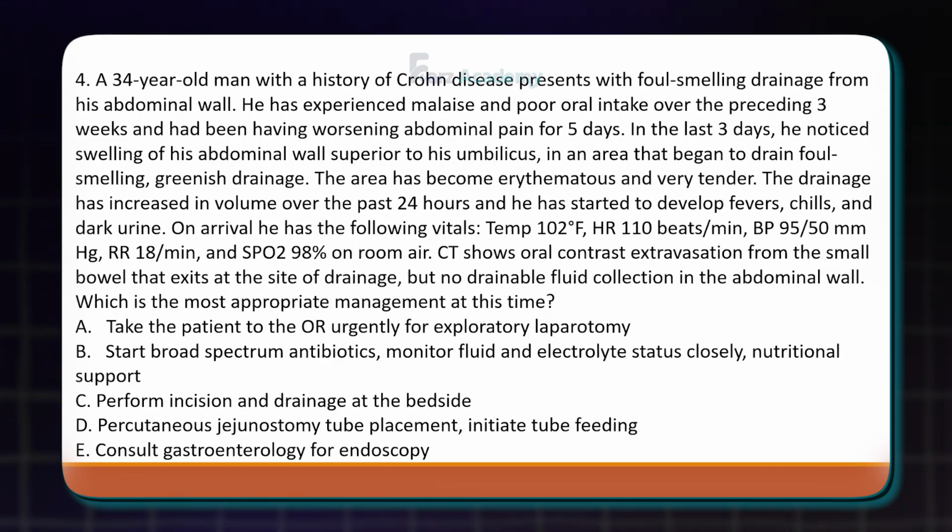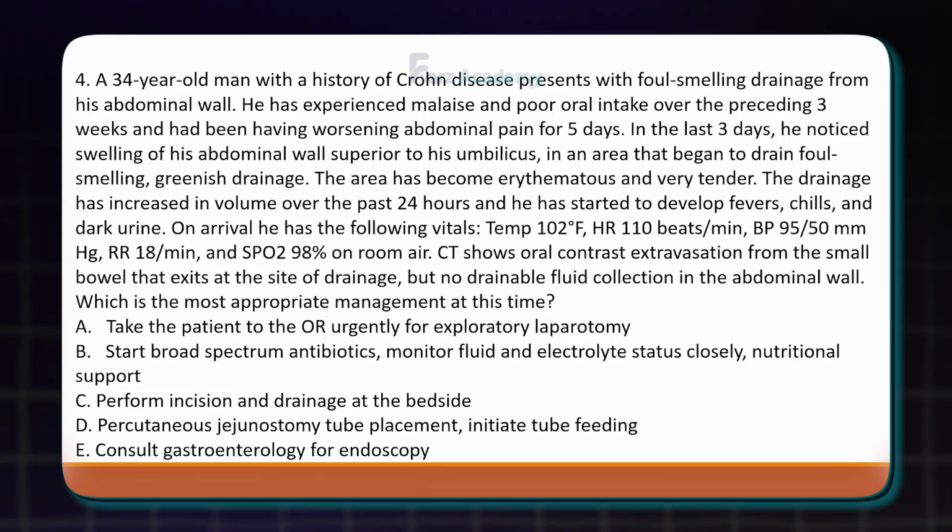Moving forward, now this is a 34-year-old man with a history of Crohn's disease, presents with foul smelling drainage from his abdominal wall. He has experienced malaise and poor oral intake over preceding 3 weeks and worsening abdominal pain for 5 days. In the last 3 days, he noticed swelling in the abdominal wall superior to umbilicus in an area that began to drain foul smelling greenish discharge. The area becomes erythematous, tender, and drainage has increased in volume over the past 24 hours.